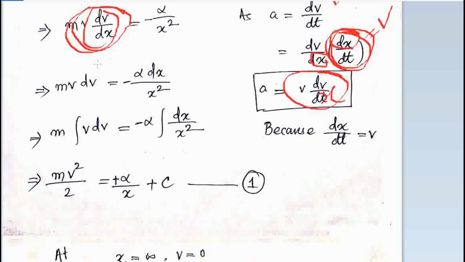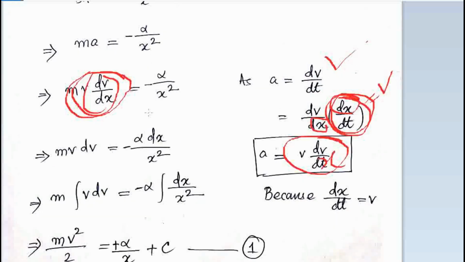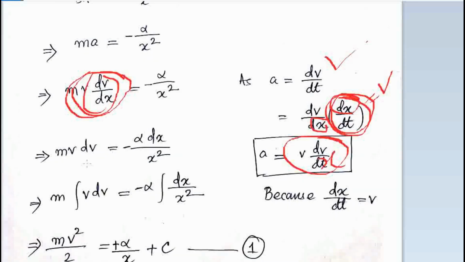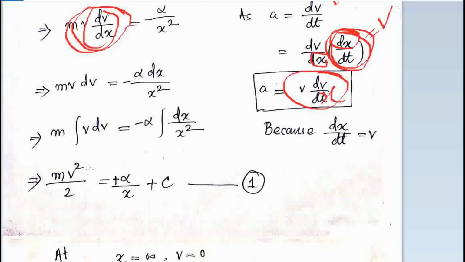So m v dv by dx equals minus alpha by x square. I have taken this constant quantity k q square as alpha. So m v dv equals minus alpha dx by x square. Now integrate both sides, you will get m v square by 2 equals positive alpha by x plus c. Now this c is the integration constant.